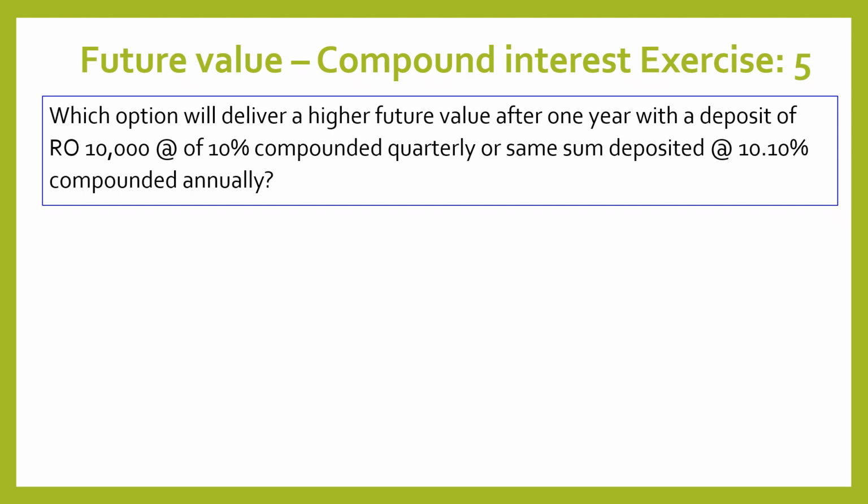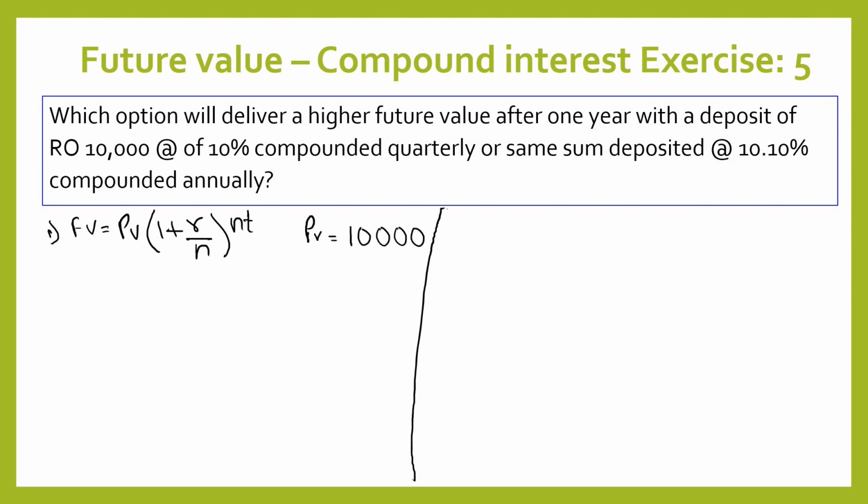We have option 1. In option 1 we will write the future value is equal to present value into bracket, and both are examples of compound interest, with nt. So here I will write the values. My present value is how much? The amount deposited is 10,000. What is my R? R is my rate of interest. 10% means it will be 0.1. You can write 0.1 or 0.10.